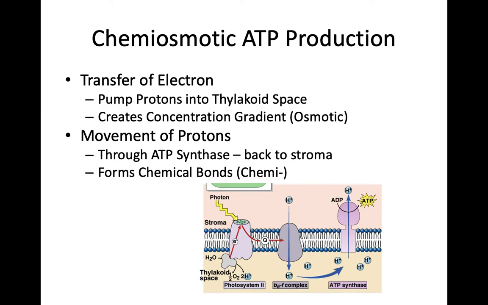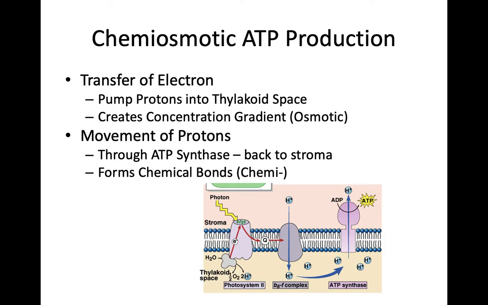So let's talk a little bit about chemiosmotic production of ATP. And I don't know if I'm pronouncing it right, but that's how I say it. So chemiosmosis is the movement of ions across a semi-permeable membrane down their electrochemical gradient. I'll repeat that again. Chemiosmosis is the movement of ions across a semi-permeable membrane down their electrochemical gradient.